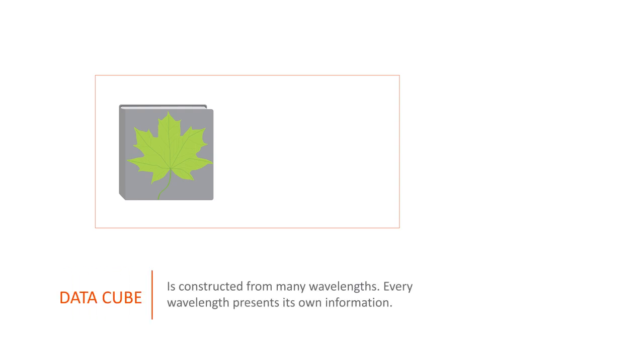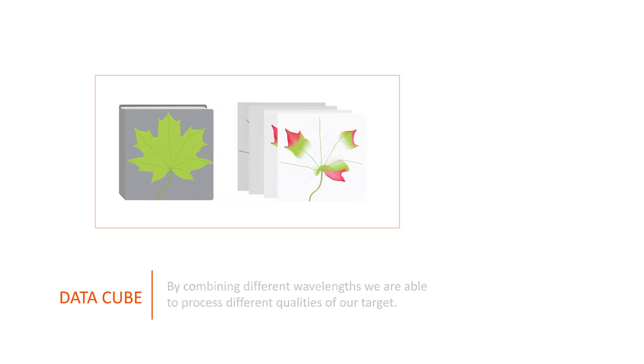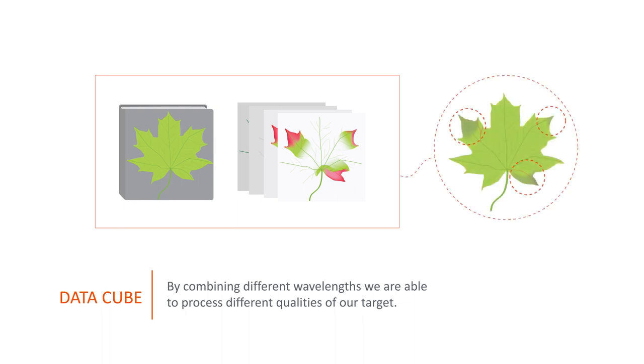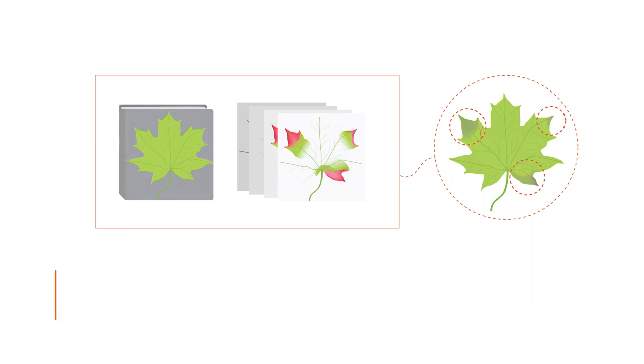The book cover that we see is constructed from many wavelengths. As said, every page of the book presents its own information. By combining different pages, we are able to process different qualities of our target, such as possible plant diseases that are infecting the leaf or the amount of water that the leaf contains.